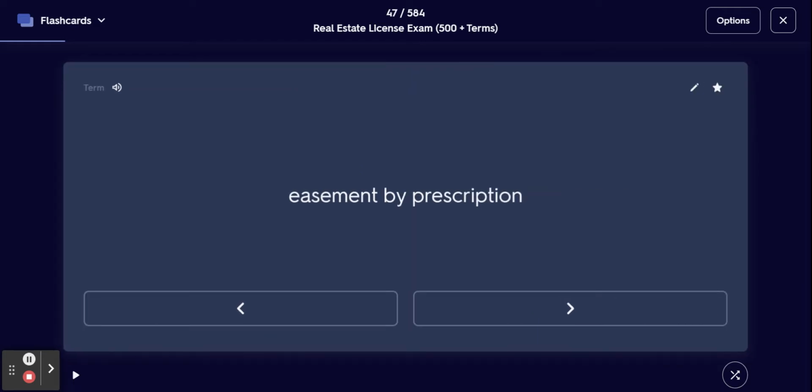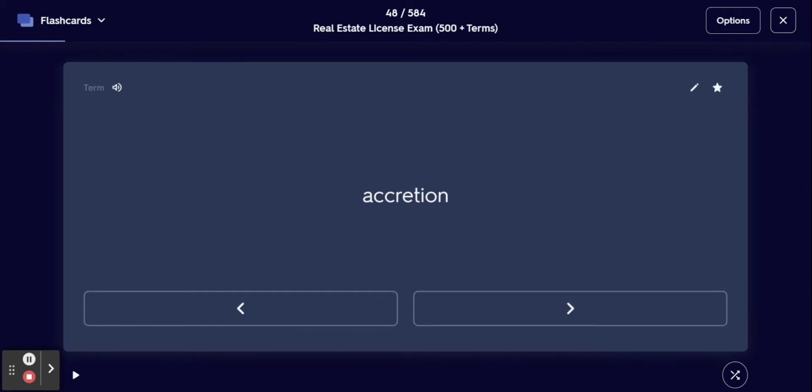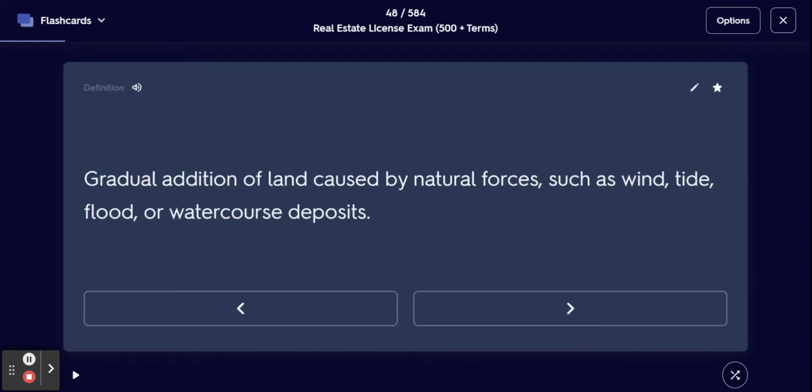Easement by prescription. A right acquired by an adverse user to use the land of another, created through a court of law after long and uninterrupted use. Accretion. Gradual addition of land caused by natural forces such as wind, tide, flood, or water course deposits.